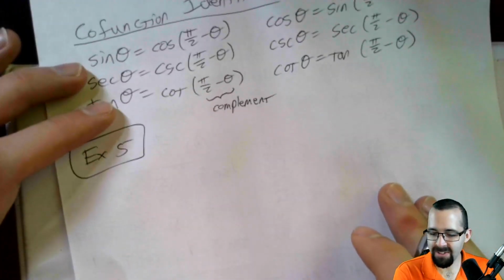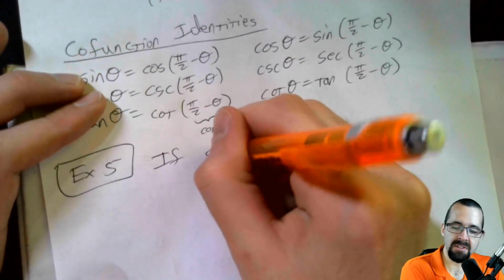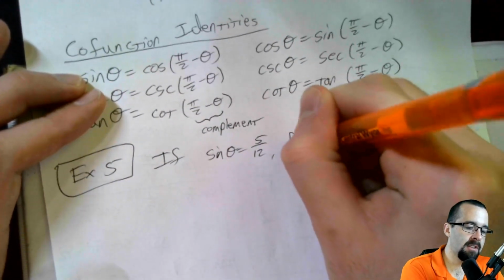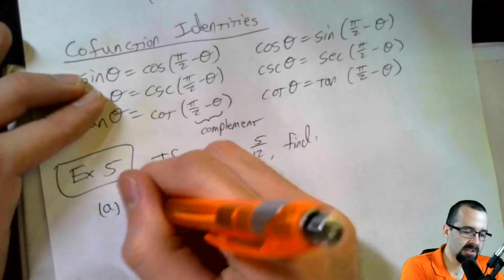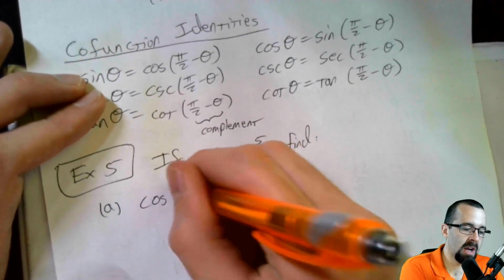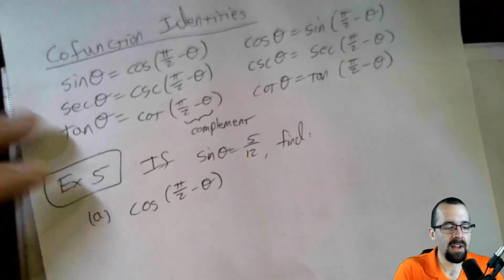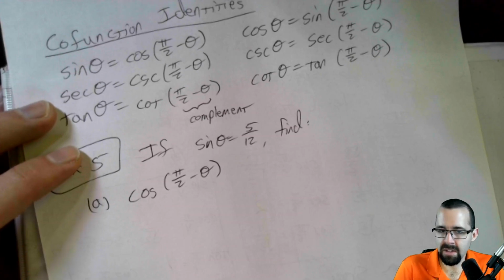Let's do example 5, okay? If the sine of theta equals 5/12, find the following. And there's a couple ways of solving these. But first, let's look at cosine of pi over 2 minus theta. I'm going to talk about 2 ways to solve this problem, and we're going to solve parts B and C in only one way.